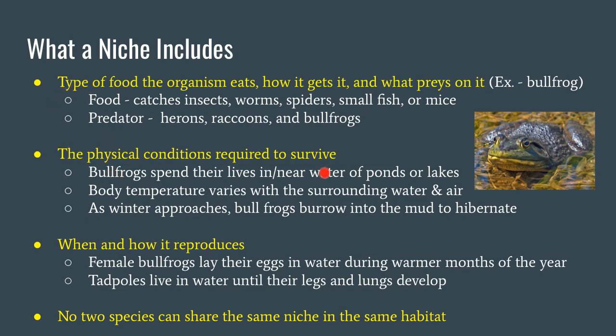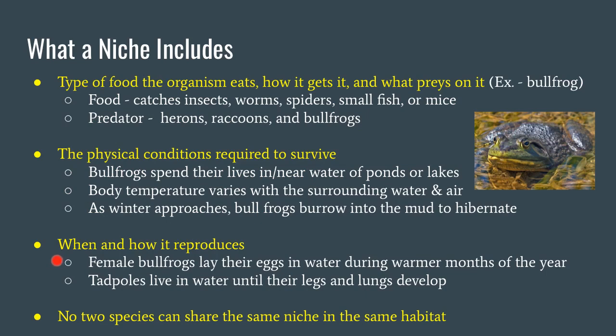So it has specific prey items and specific predators. Then the physical conditions required to survive. They spend most of their life either in or near water, which includes ponds or lakes. If there is no water available to it, that would not be a good place for a bullfrog to live. The body temperature varies with the surroundings of the water and the air, so it probably doesn't want to get super, super cold. Otherwise, it might not be able to survive. When it does get cold, the bullfrog needs to burrow into the mud in order to hibernate. So if it doesn't have these conditions met, it's not going to survive.